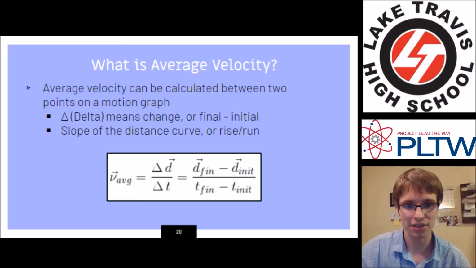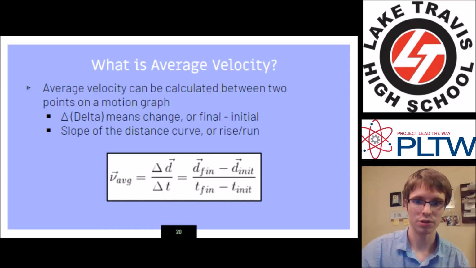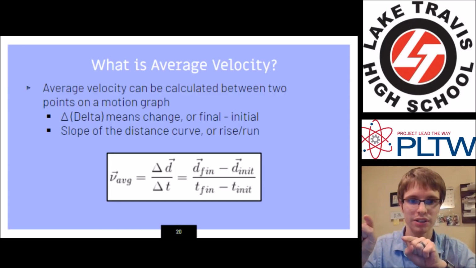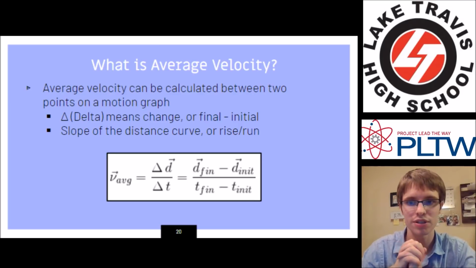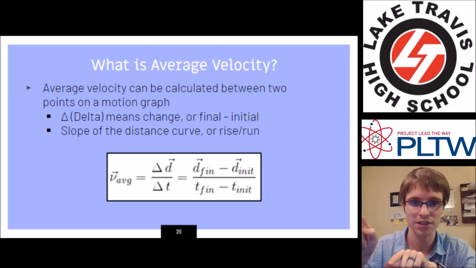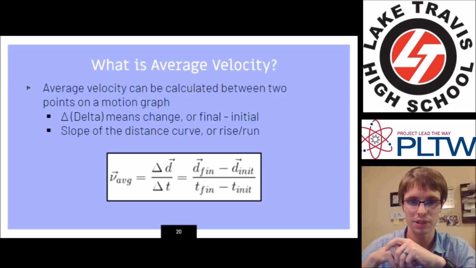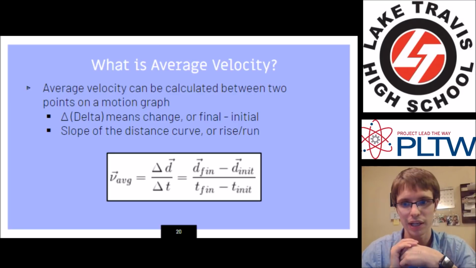But average velocity can be taken between two points on a motion graph. You just take the points and you calculate the slope between them, just like you do in Algebra 1. Hopefully everyone in this class has already taken Algebra 1, or at least is in Algebra 1 now and has already become very familiar with calculating slope. But this is average velocity. Direction counts, so you can have a positive velocity or a negative velocity, depending on where your two points are located. And it always depends on your starting point and your ending point.